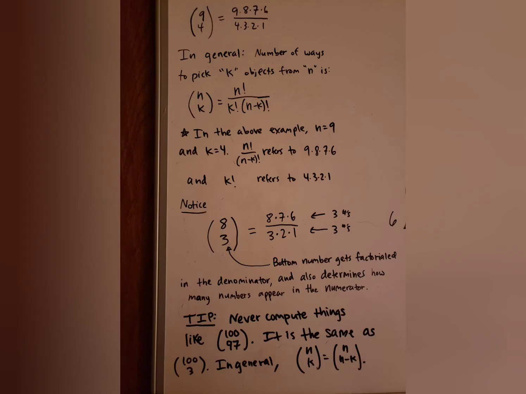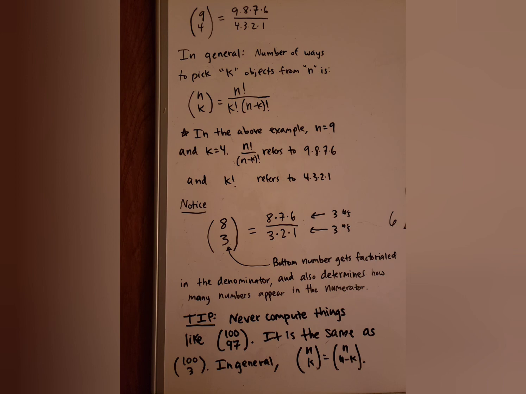So in general, the number of ways to pick k objects from n is given by this expression. Note that in the testing situation, there were 9 total grades and 4 grades that we had to choose from. So in our example, the 9 times 8 times 7 times 6 corresponds to n factorial over n minus k factorial, and the 4 times 3 times 2 times 1 in the denominator corresponds to the k factorial. When computing combinations, it's important to note that the bottom number is always going to be factorialed in the denominator, and it's also important to see that the amount of numbers that appear in the numerator and denominator are always the same, and they're determined by the bottom number in the parentheses operation.